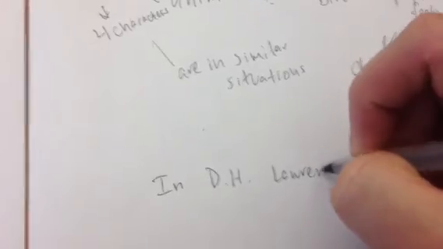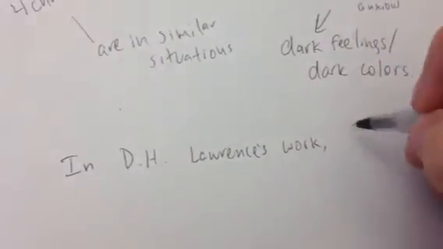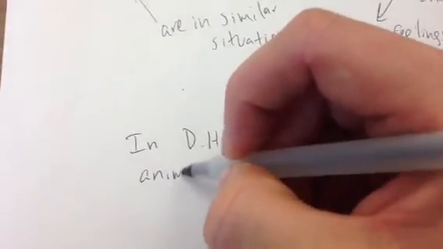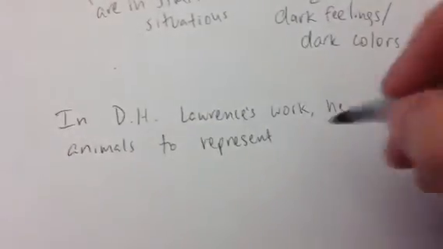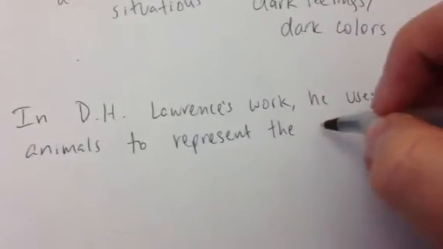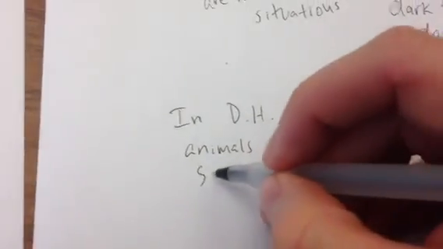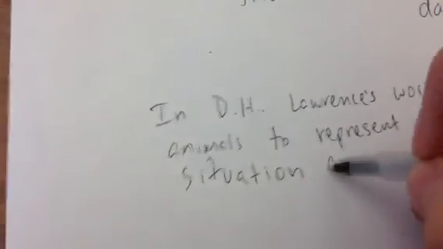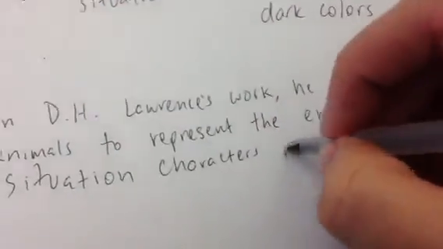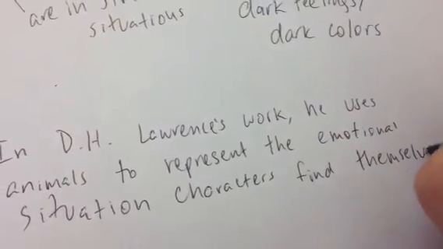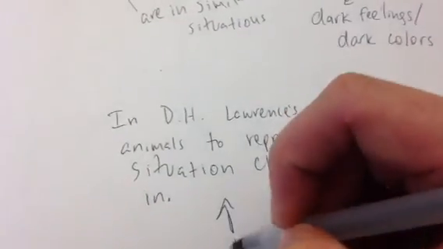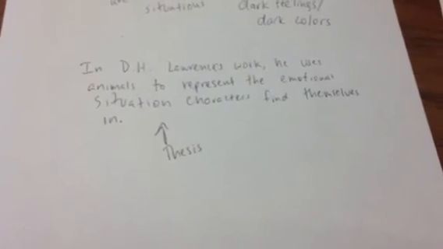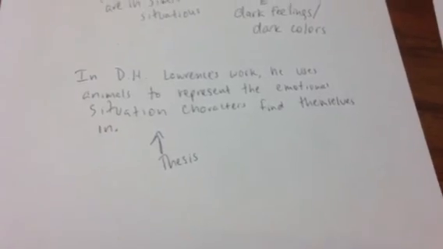And I think I'll say, in D.H. Lawrence's work, he uses animals to represent, I won't say the characters, but I will say the emotional situation characters find themselves in. There's a thesis that I've developed. It's a first draft, but I can work with it, improve it, and go from there.